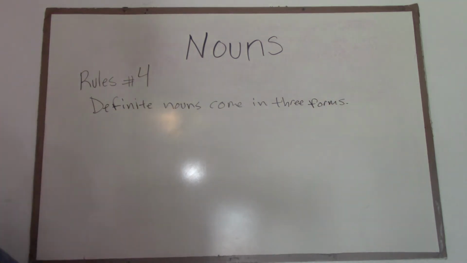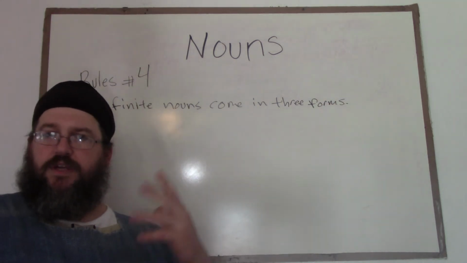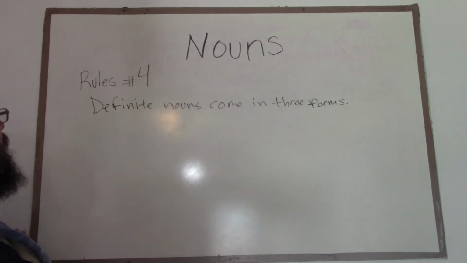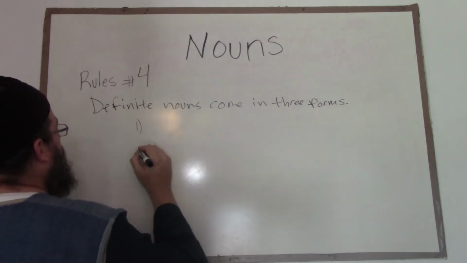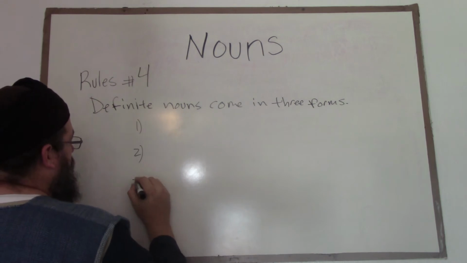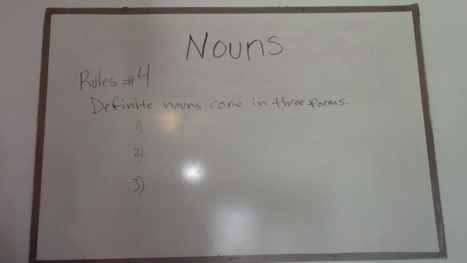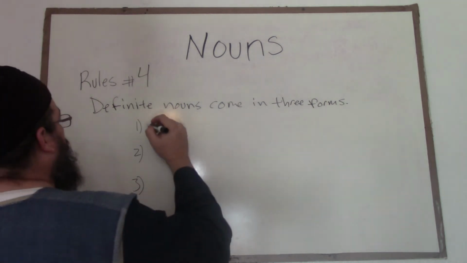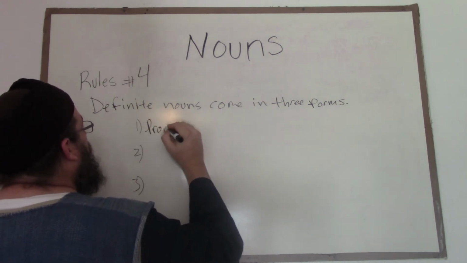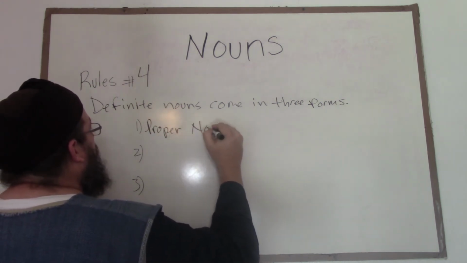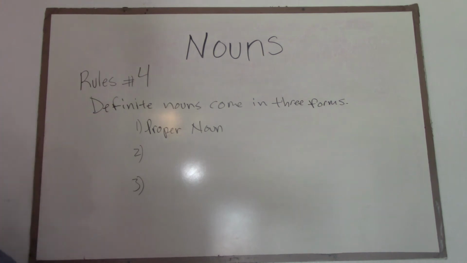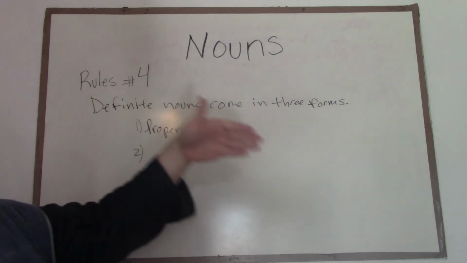Alright? Definite nouns come in 3 forms. What are the forms? Number 1, we have a proper noun, which means the noun itself is the name of a person, place, or thing. Therefore, it is definite by nature.